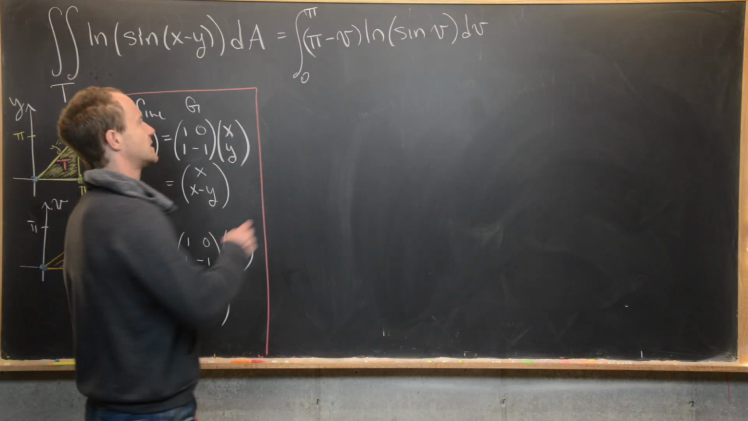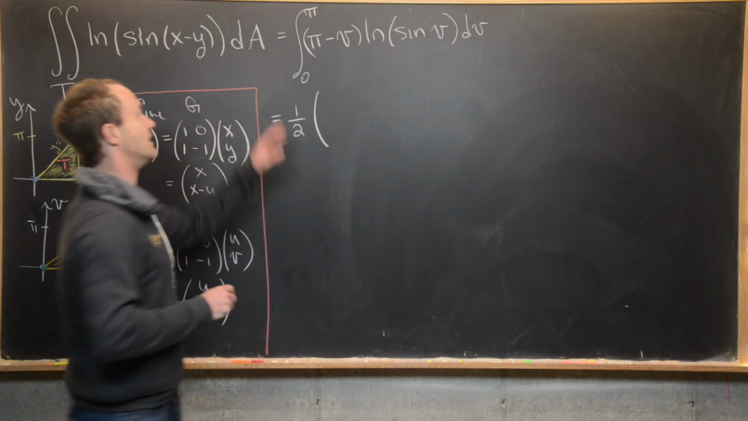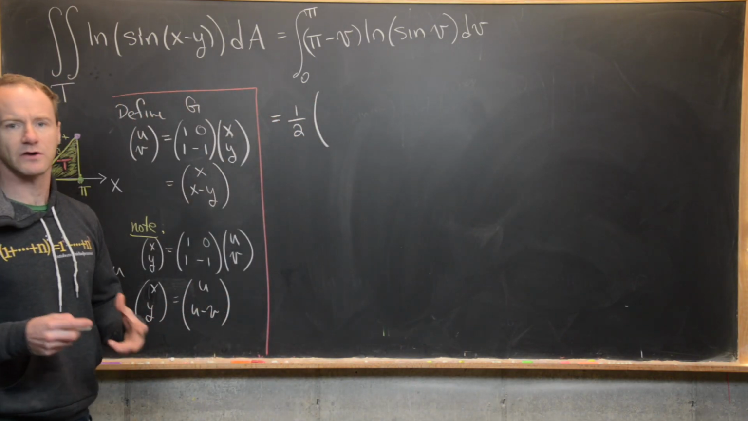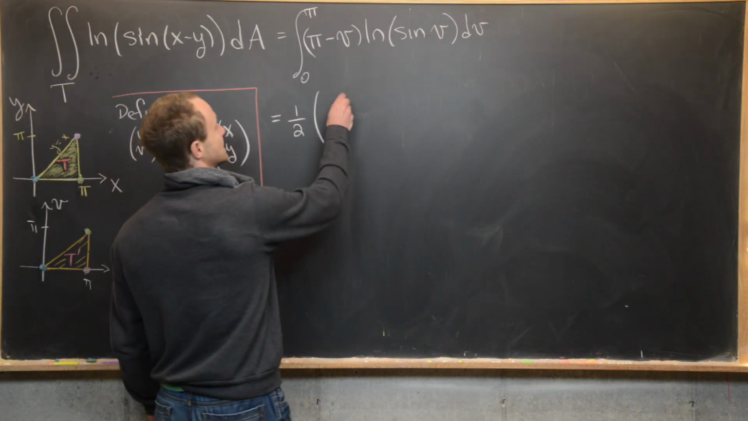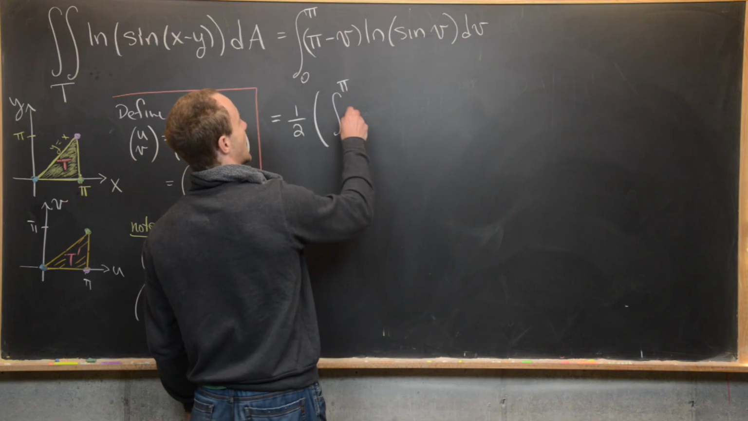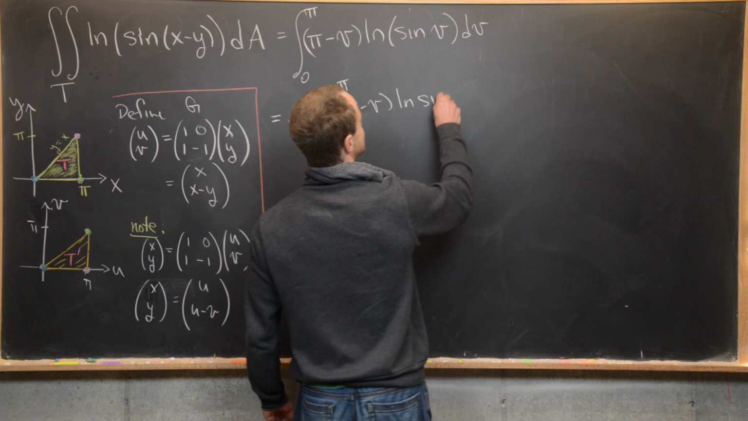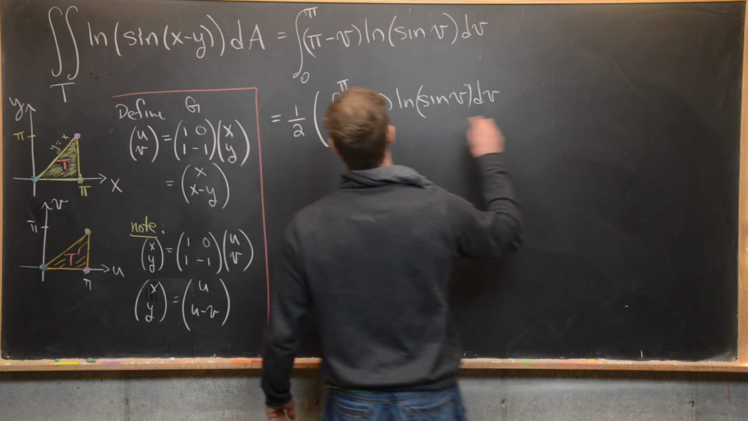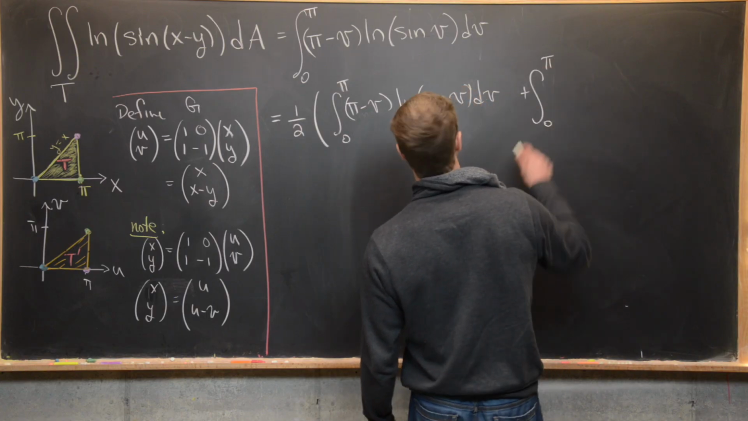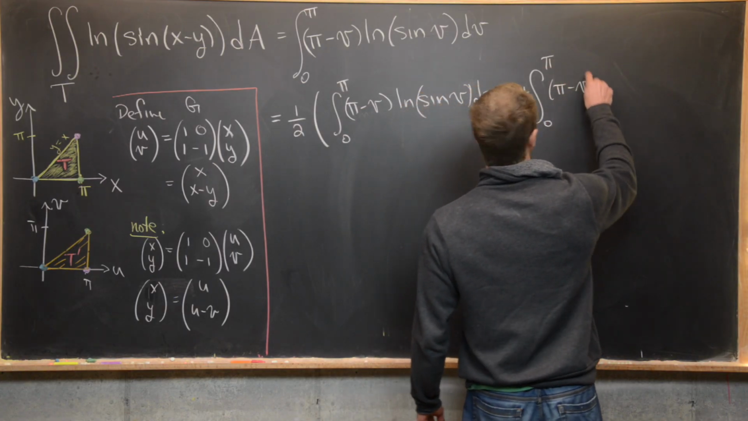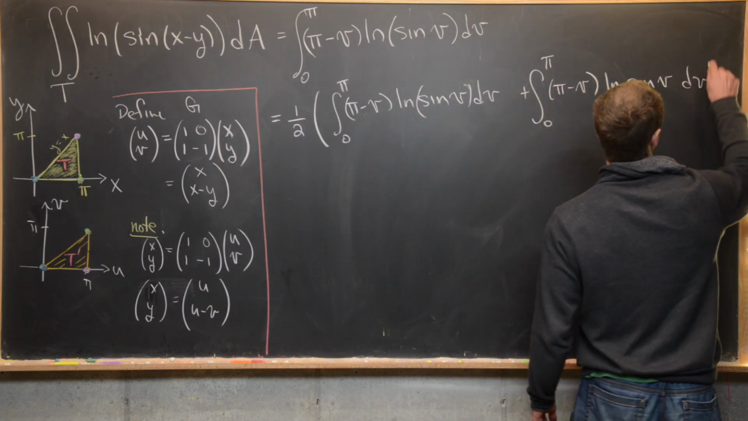Now I want to do some sort of a trick. So what I'm going to do is write this as 1/2 and then twice this integral, but I'm going to write twice this integral as the integral plus itself. So here we've got the integral from 0 to pi of pi minus v times natural log of sine of v dv, and then plus another copy of that as well. So the integral from 0 to pi of pi minus v natural log of sine of v dv.